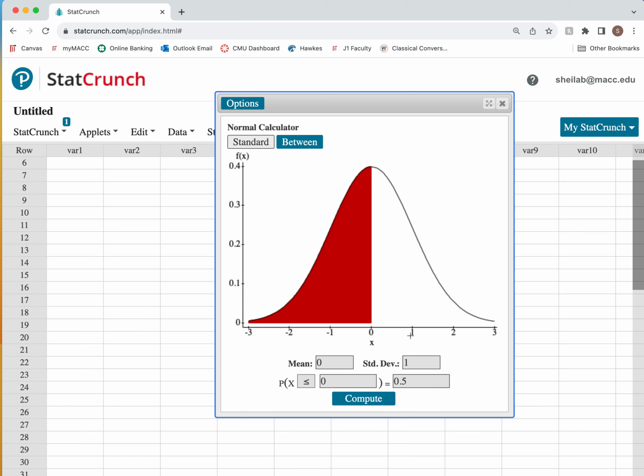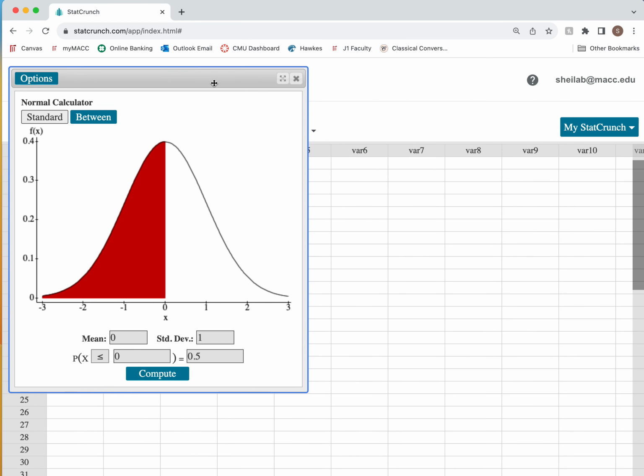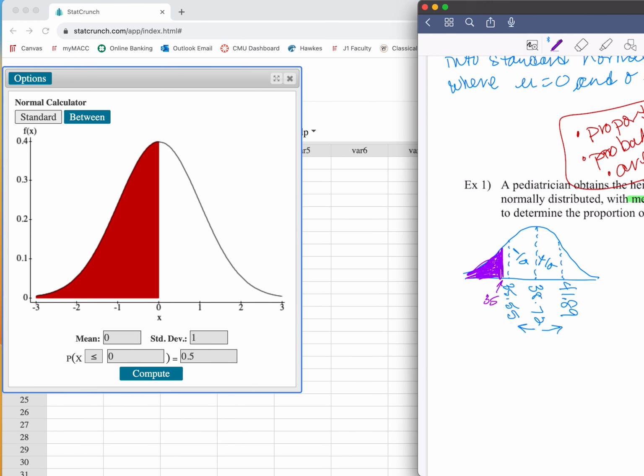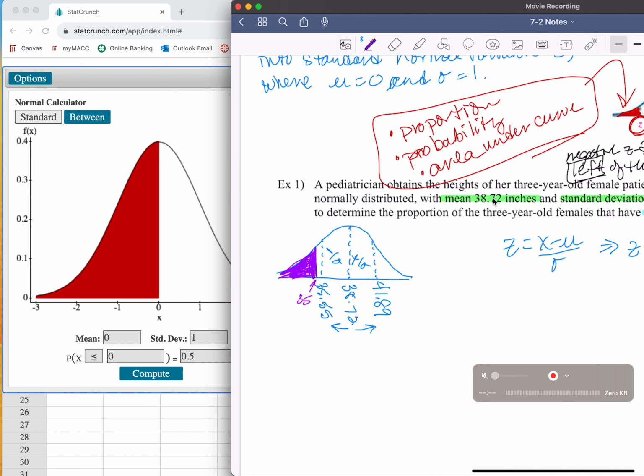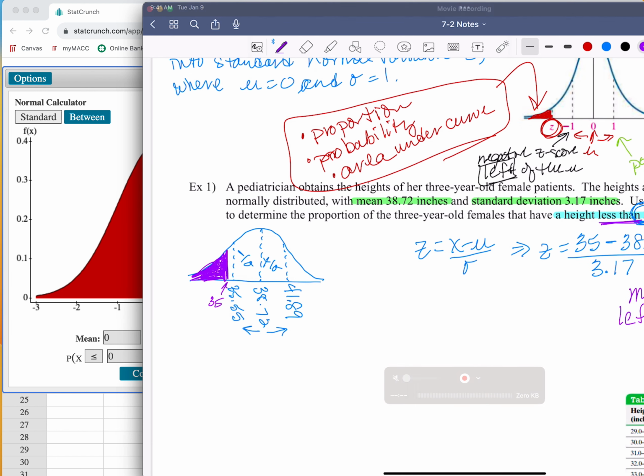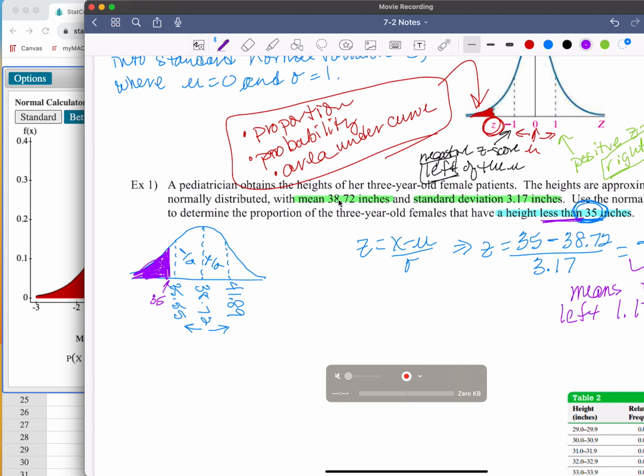Now, we said we can use our z-score in order to figure that out. And we know the area is always to the left because this is less than. So we come over here and get our information from our chart. We plug in the mean, the standard deviation, and it's less than 35. So this is my data value. That's what we plug in, that less than part with the mean and the standard deviation.